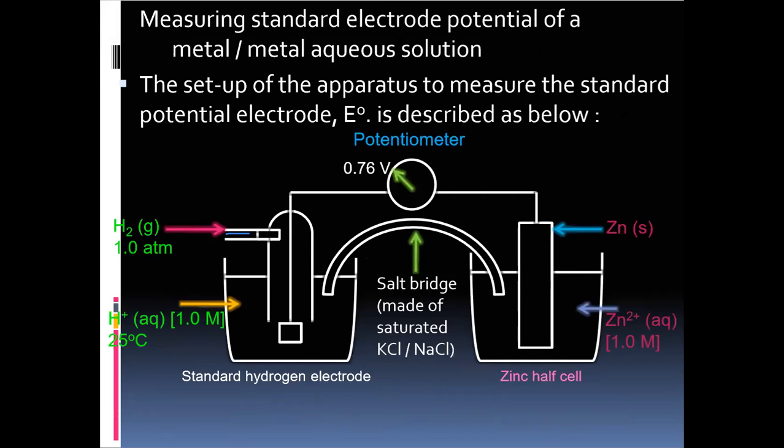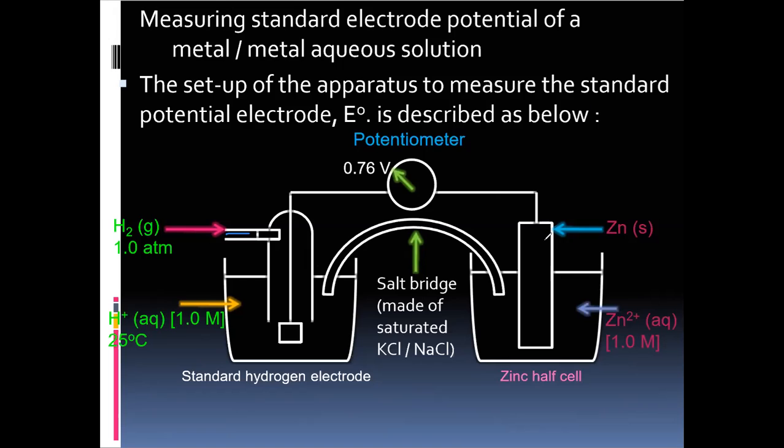Okay, so measuring the standard electrode potential of a metal or a metal aqueous solution. This is the setup of the apparatus to measure the standard electrode potential, E0. This is how we set up a standard measurement of it. We'll put our cell on the left-hand side. You can see here now, zinc. We measured it before, and we know that zinc usually has a positive value of standard electrode potential, meaning that the reaction moves towards the right, and that is going to be a reduction reaction. So for this now, you can see that's why we are putting it on this end.